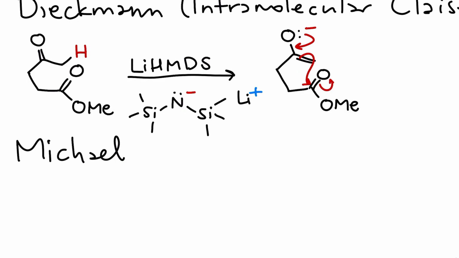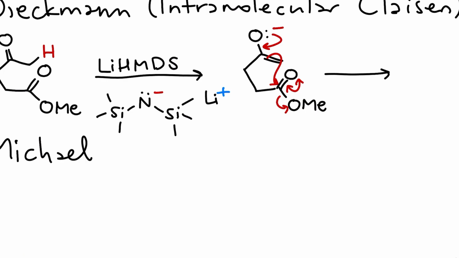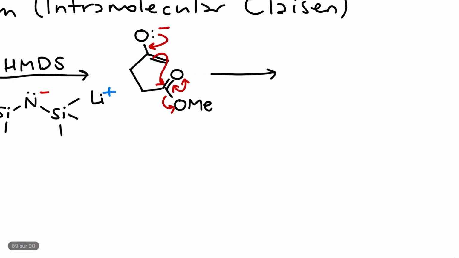Now let me draw the shorthand version. There you go. And you will form a 5-membered ring with a dicarbonyl, like so, a 1,3 dicarbonyl.